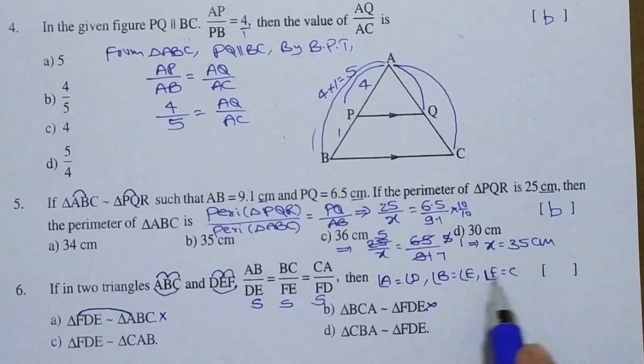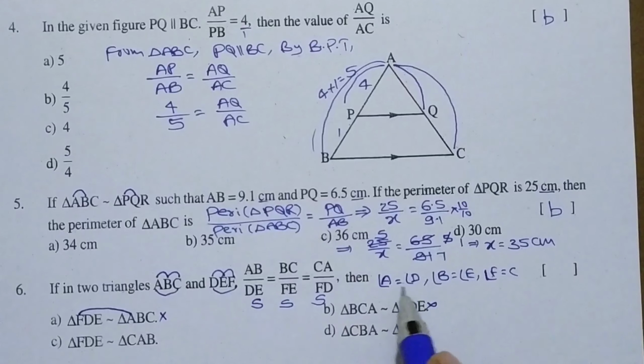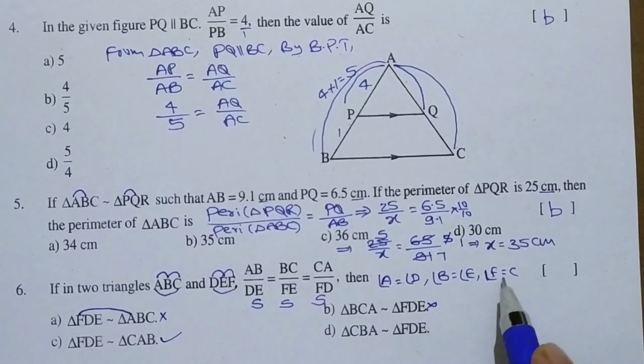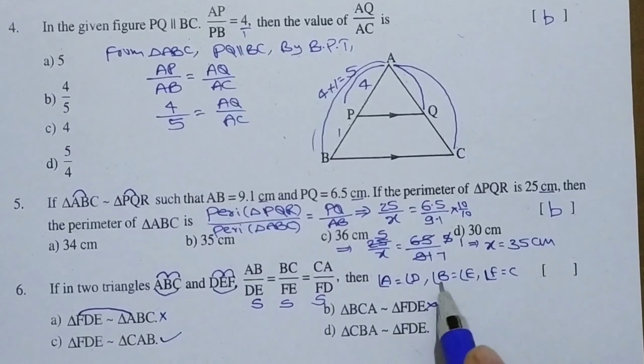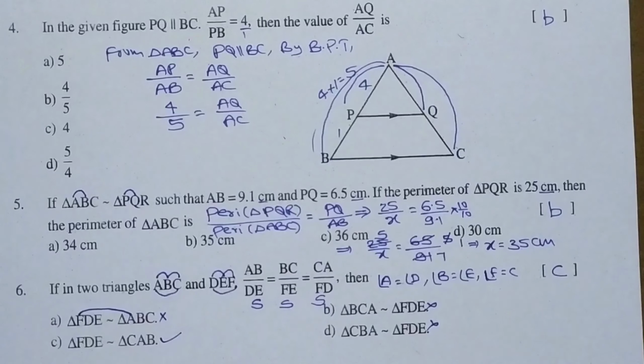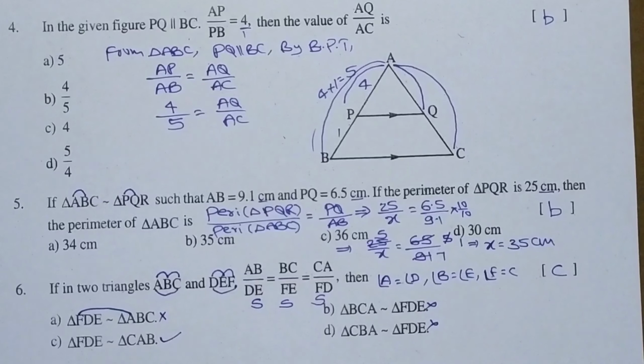F is matched with C, right. D is matched with A, right. E is matched with B, right. This is true. Let us check this also. C is matched with F, right. B is matched with D, but it should be E, so that's why it's false. So option C is the right answer, meaning triangle FDE is similar to triangle CAB.